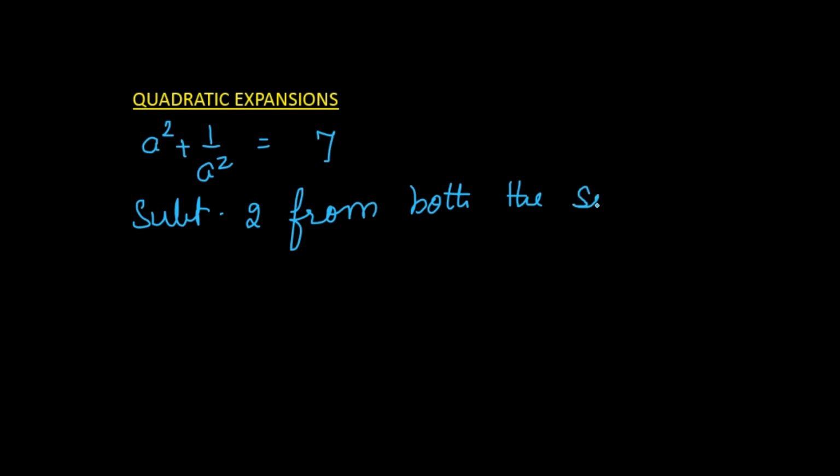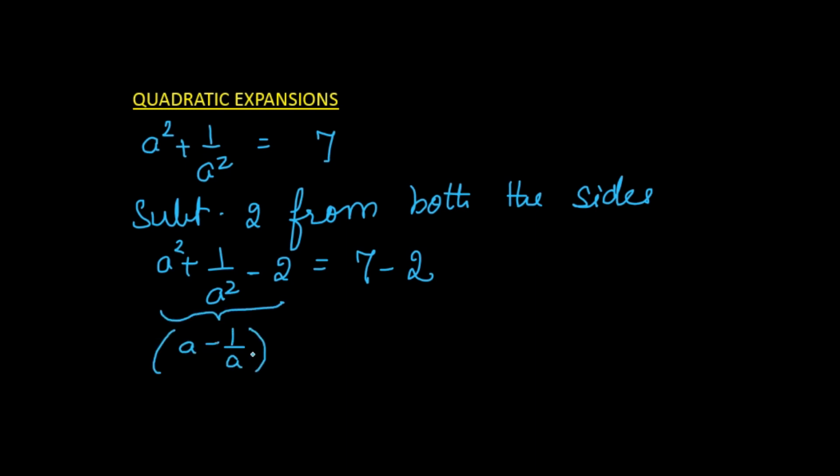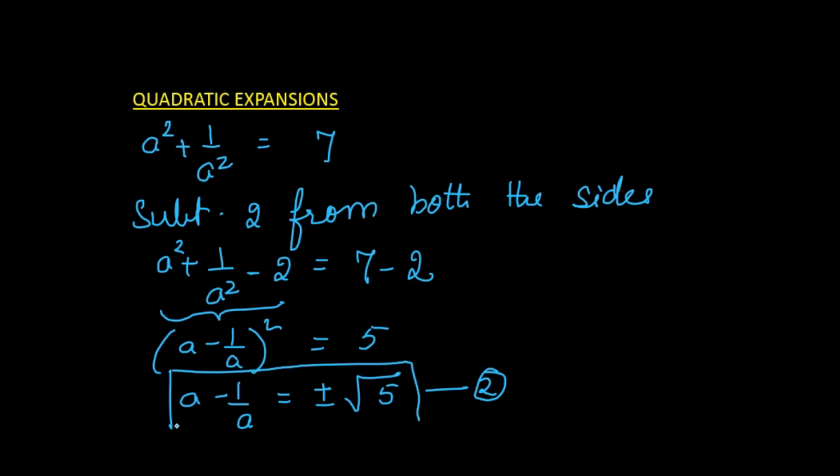So we have a square plus 1 by a square as 7. We need to subtract 2 from both the sides. When we subtract 2, we get a square plus 1 by a square minus 2 is equal to 7 minus 2. Correct? Now, this is a form of a minus 1 by a whole square. This gives us 5. So, from here, a minus 1 by a will be equal to plus minus square root of 5. Let us mark this as 2. So, this was the second value which had to be figured out.